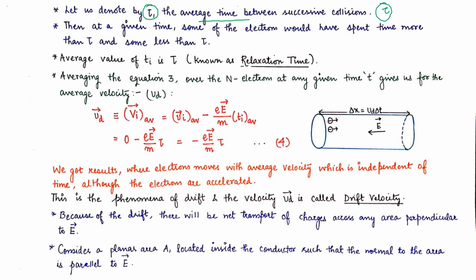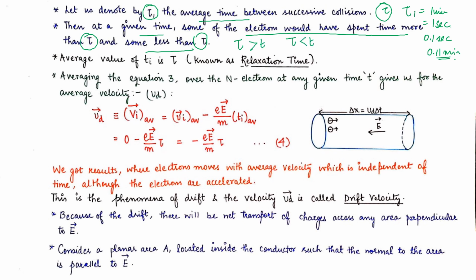Now we have been given one new term, that is tau, and it is the average time between successive collisions. It can be 1 minute, it can be 1 second, it can be 0.1 second or 0.11 minute or anything, because collisions are random. Then at a given time, some of the electrons would have spent time more than tau and some less than tau. It's simple. Time can be more than or less than. So why is it so? Because electrons are showing random collision.